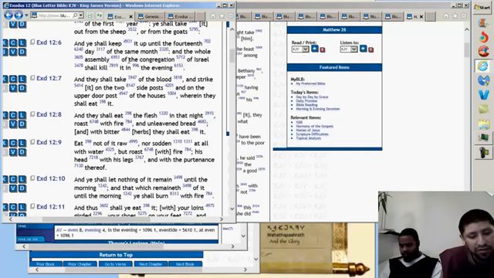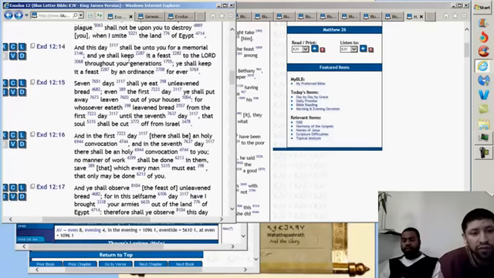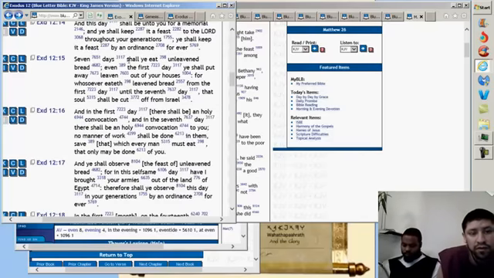Let's jump down to verse 15. Seven days shall ye eat unleavened bread, even the first day ye shall put away leaven out of your houses. What is that first day? That's the Passover, which is really the 14th day, right? Which is a Sabbath. So you see, if the Sabbath and the Passover can be on the same day, then why can't the new moon and the Sabbath, like what Amos clearly knew about?